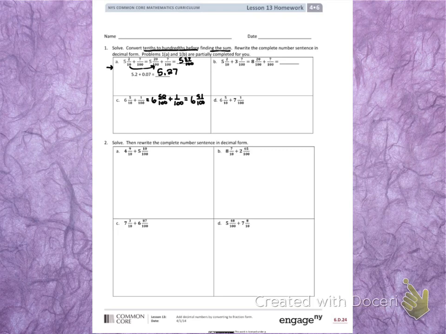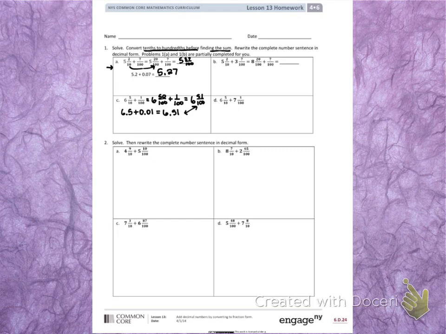And then they want us to rewrite the complete number sentence in decimal form. So in decimal form, it would look like 6 and 5 tenths. Let me darken that decimal. Plus 1 hundredths. It's going to look like this. Make sure you get that 1 in the hundredths place, not the tenths place. And when you add this, you get 6 and 51 hundredths, which if we look at the fraction form, they are the same thing.